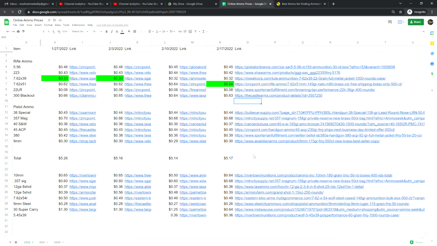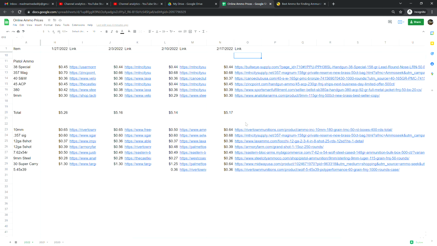Our total for this week, sum for all these calibers, is $5.17. That is up 3 cents this week. So overall, a little bit of an increase. Not surprised, but you know, hopeful it will go down. All right, let's look into our specialty calibers.